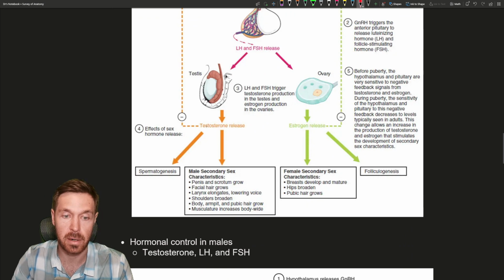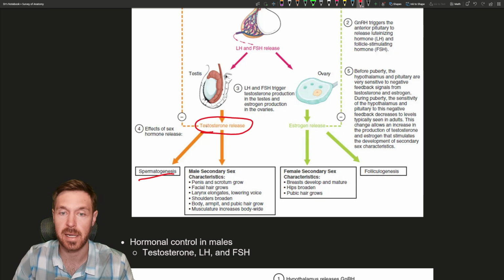Other things that are included down here: spermatogenesis begins, so production of sperm; penis and scrotum grow; larynx elongates, so that deep voice; shoulders broaden; hair; and then, like I said, musculature. So that's all secondary, and that's due to testosterone production during puberty.